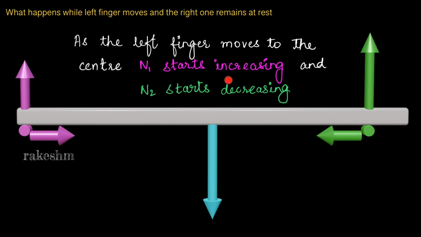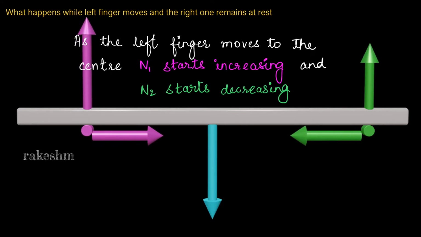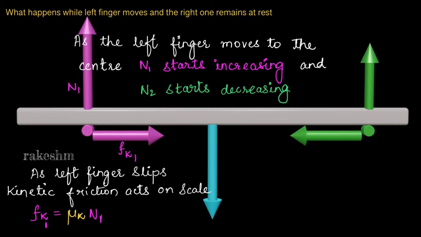We have already discussed this, so let us have a look at the schematic here. As the left finger slips, kinetic friction acts on the scale and the value of this kinetic friction equals mu k into N1. Now we have observed here that as this left finger slips this side, N1 is increasing, right? So if N1 increases, this kinetic friction is also increasing. So as N1 increases, the kinetic friction Fk1 also increases.